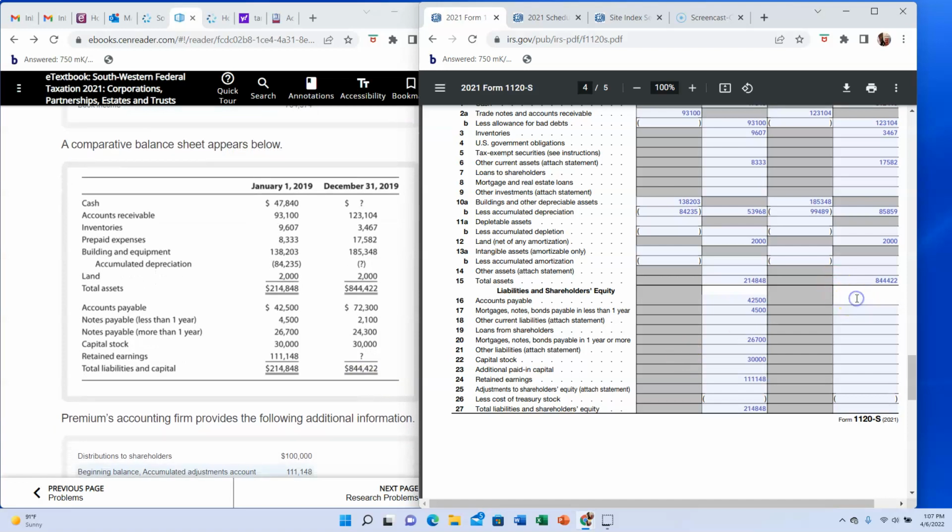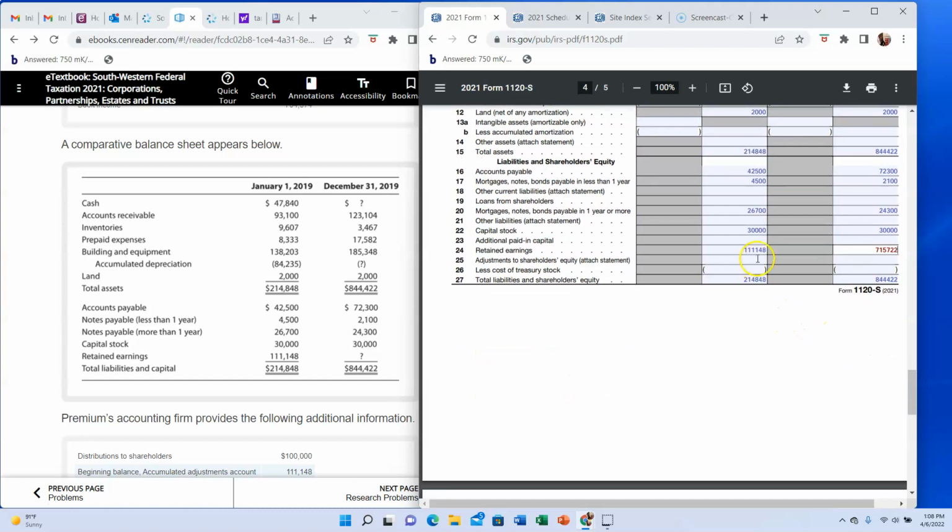Okay, so accounts payable 72,300. Note payable less than a year 2,100. Note payable more than a year 24,300. Capital stock 30. And then I don't know retained earnings. I can figure it out a couple ways actually. I know it's got to balance out, so I can do the 844,422 minus 30 minus 24,300 minus 2,100 minus 72,300, and that gives me 715,722. Okay, but I'm also going to double check that.